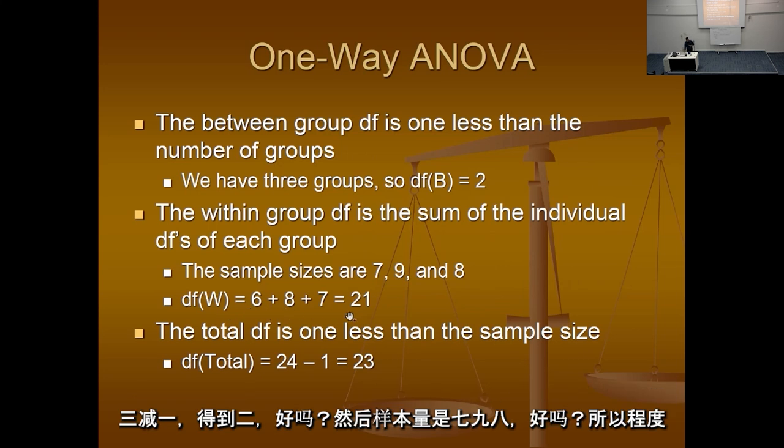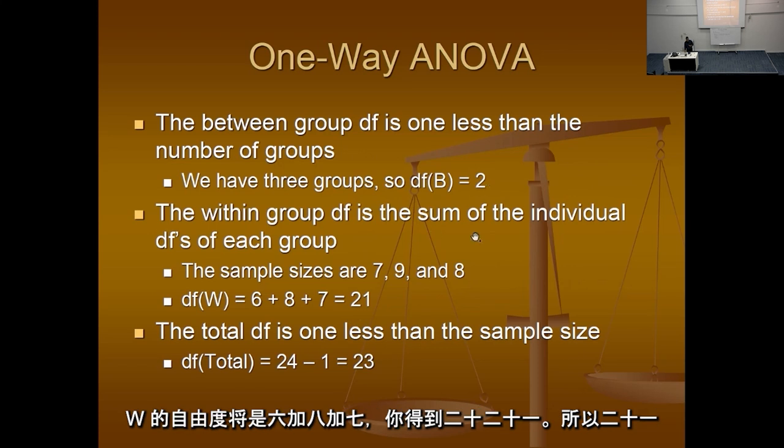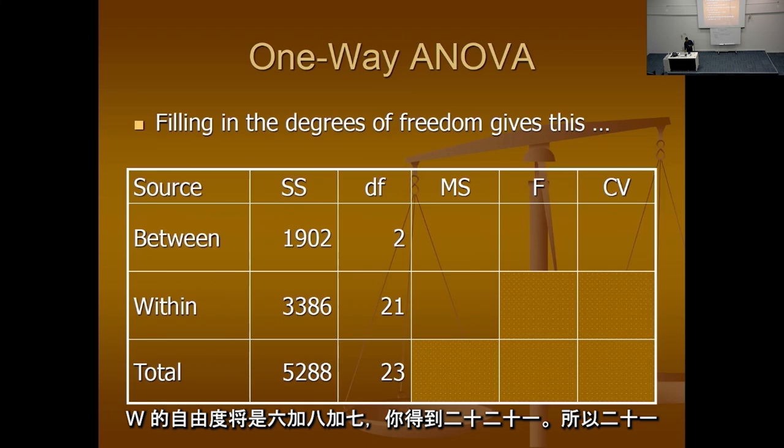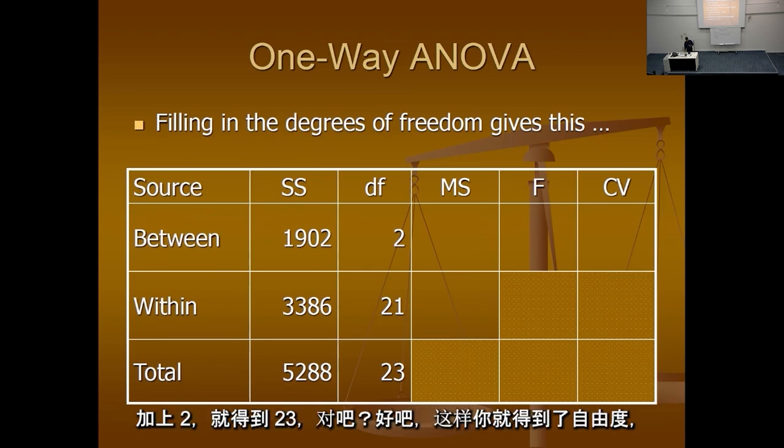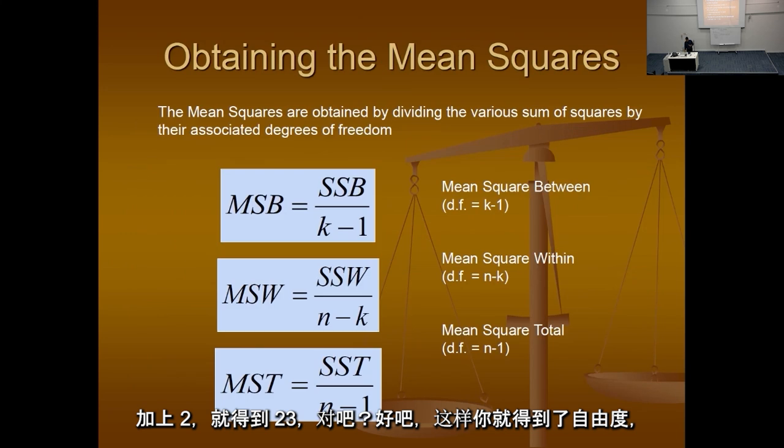And then the sample sizes are 7, 9, 8. So the degree of freedom of the W will be 6 plus 8 plus 7, you get 21. So 21 plus the 2, you get 23. Alright, so you get the degree of freedom there.